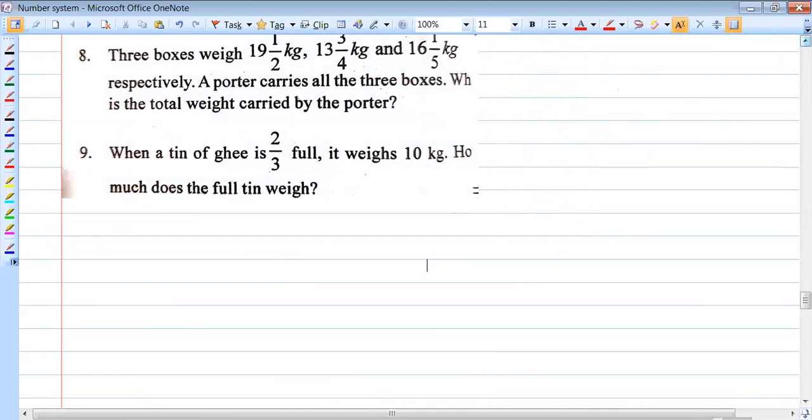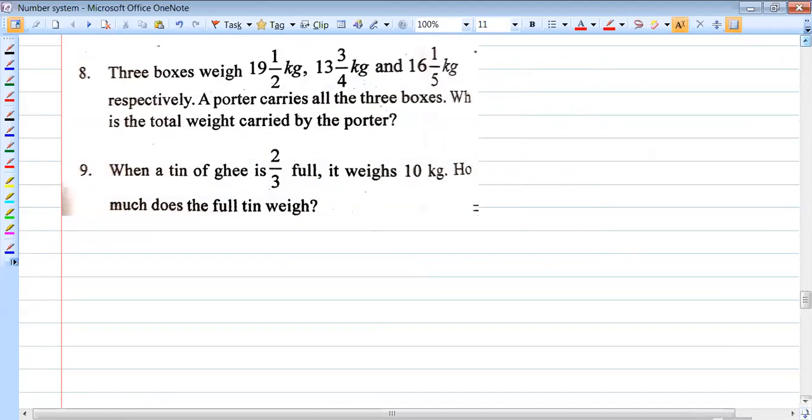Okay, so let's start question number 8. Three boxes weigh 19 1/2 kg, 13 3/4 kg, and 16 1/5 kg respectively. A porter carries all three boxes. What is the total weight carried by the porter?